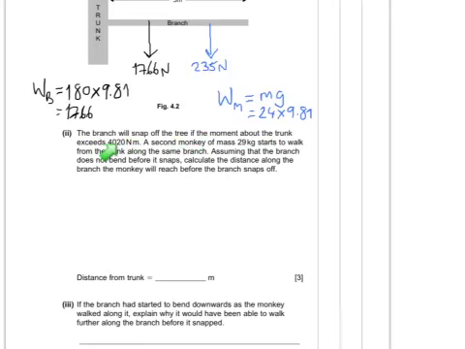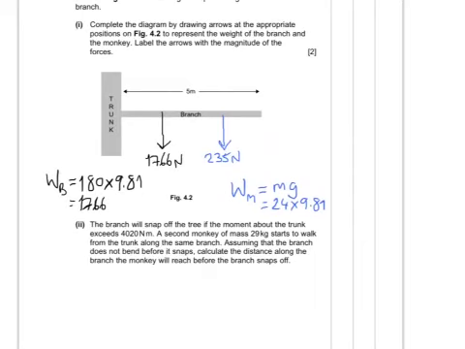Moving on to part 2. The branch will snap off the tree if the moment about the trunk exceeds 4,020 newton meters. A second monkey of mass 29 kilograms starts to walk from the trunk along the same branch, assuming that the branch does not bend before it snaps. Calculate the distance along the branch the monkey will reach before the branch snaps off. So we've got another monkey who's jumping onto this branch and is going to wander this way.